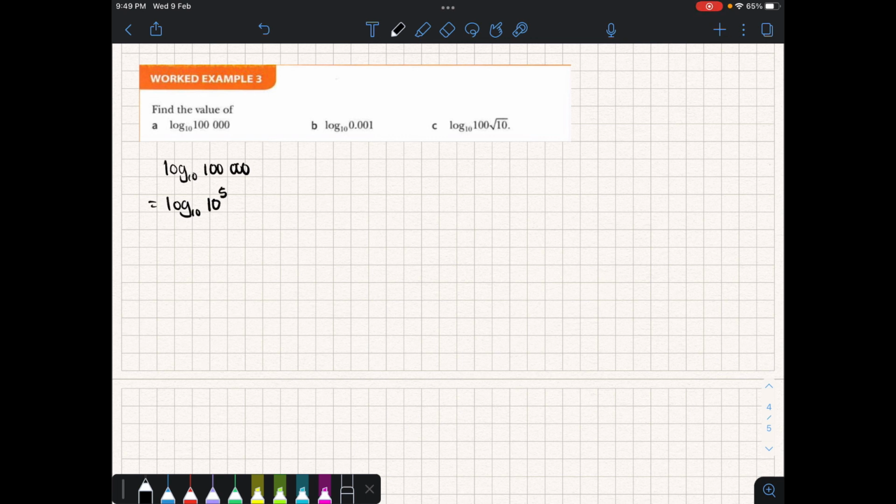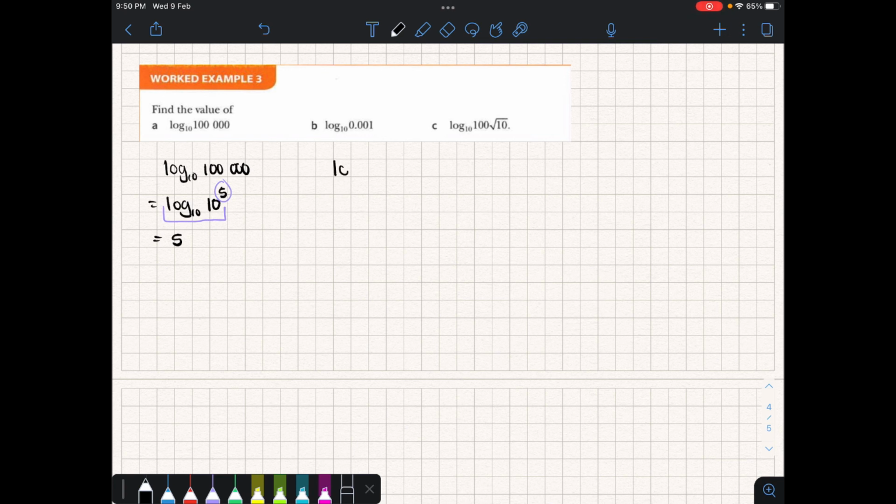Right, and once again, we have this rule where if we have a log with a base and the value is the same as the base, we can simplify that into the exponent, right? And so this is just equal to 5. And logically that makes sense. 10 to the power of 5 gives us 100,000.